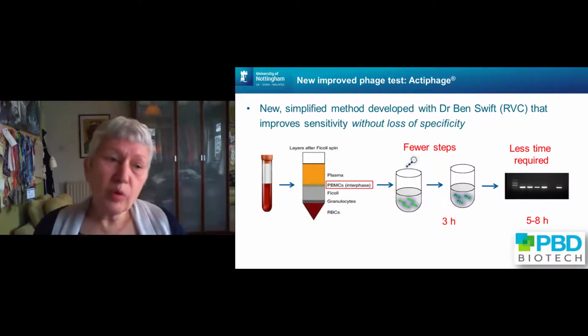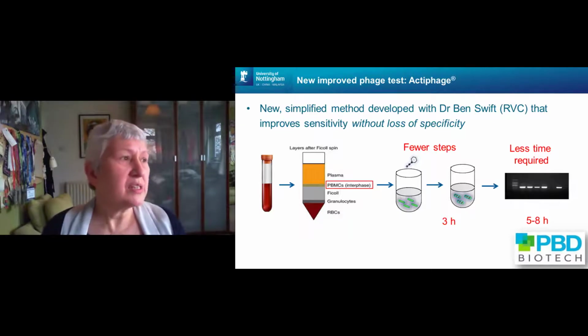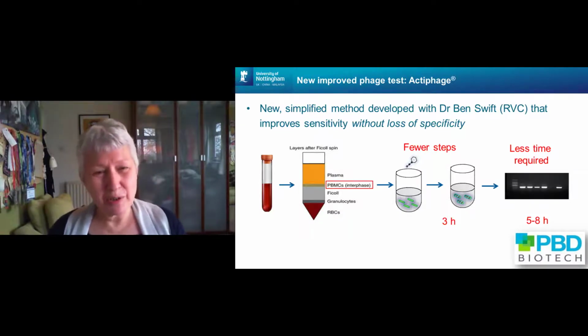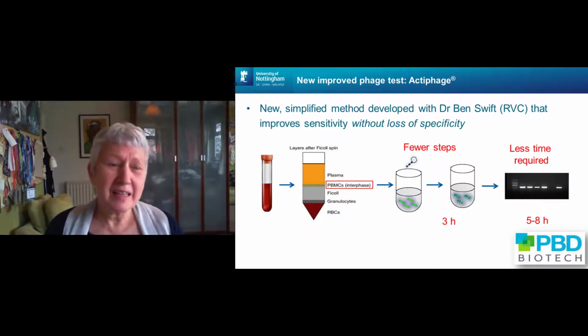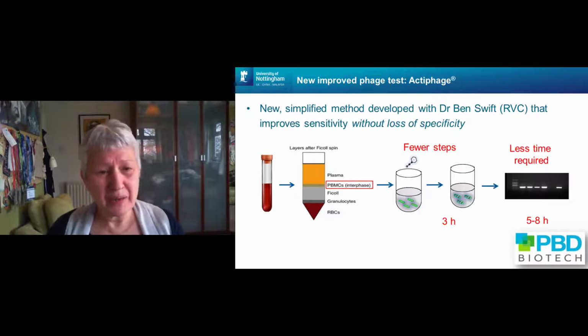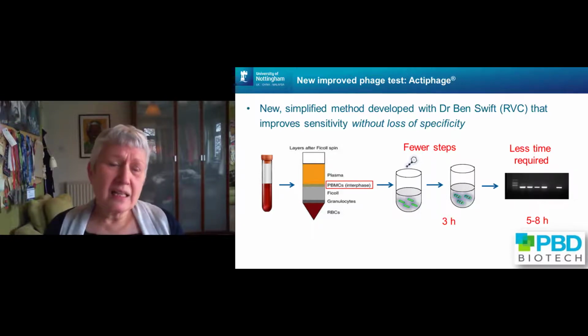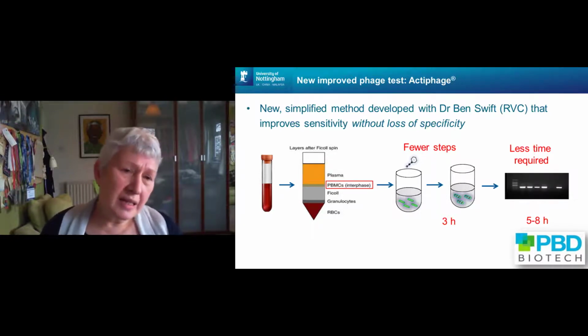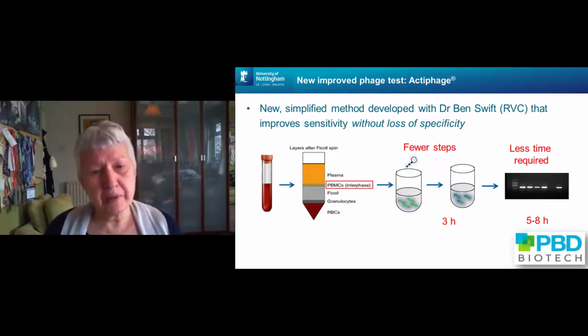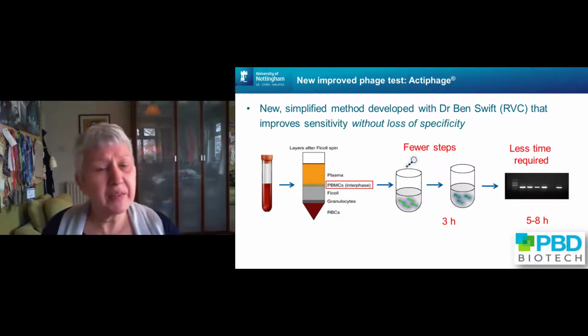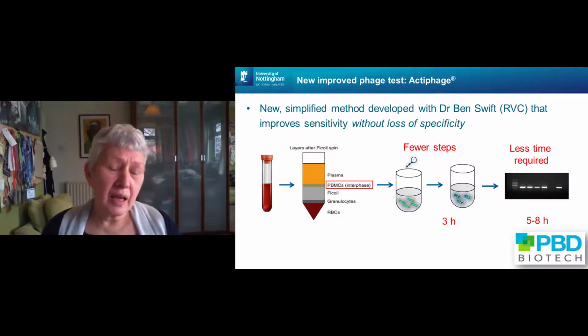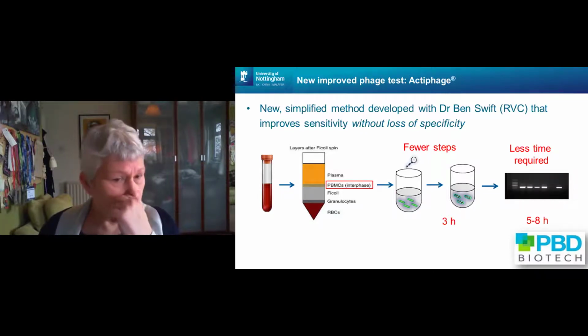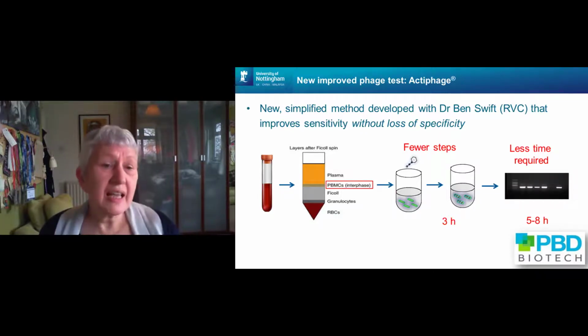So, like all companies who want to sell diagnostic tests, we don't really want to do agar plates and have things in the laboratory where we have to incubate plates. And so I had a student who was sponsored by the company to reformat the assay and to turn it into something that could be carried out using sort of real-time analysis. So this is the new, what we call Actiphage test.